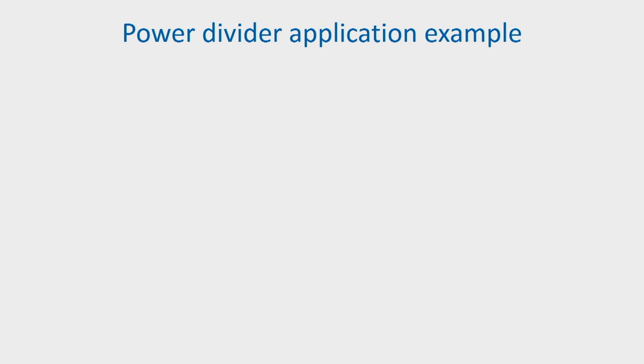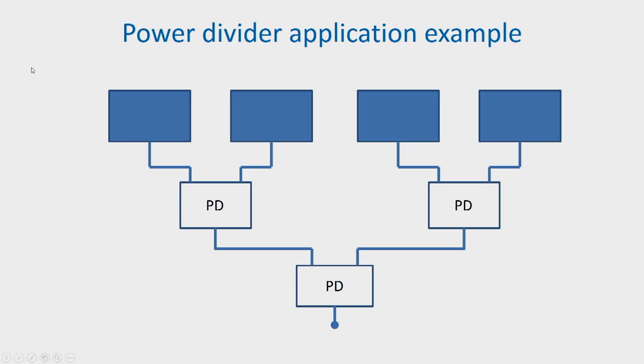Now, let us see an example of application of power divider. This shows an array antenna, array of printed elements, and assume that the array elements are to be uniformly excited from a single input source. So, what we can do? We can equally split the power between the two output ports, and we maintain the same phase, and then we go for a second level of splitting, and in this manner we have been able to split the power and excite individual antenna elements.